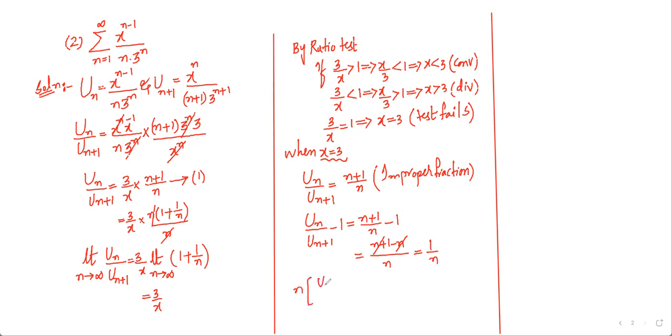n times un by un plus 1 minus 1 equals 1. If you multiply n into 1 by n, these cancel out. Now taking the limit as n tends to infinity of n times un by un plus 1 minus 1.